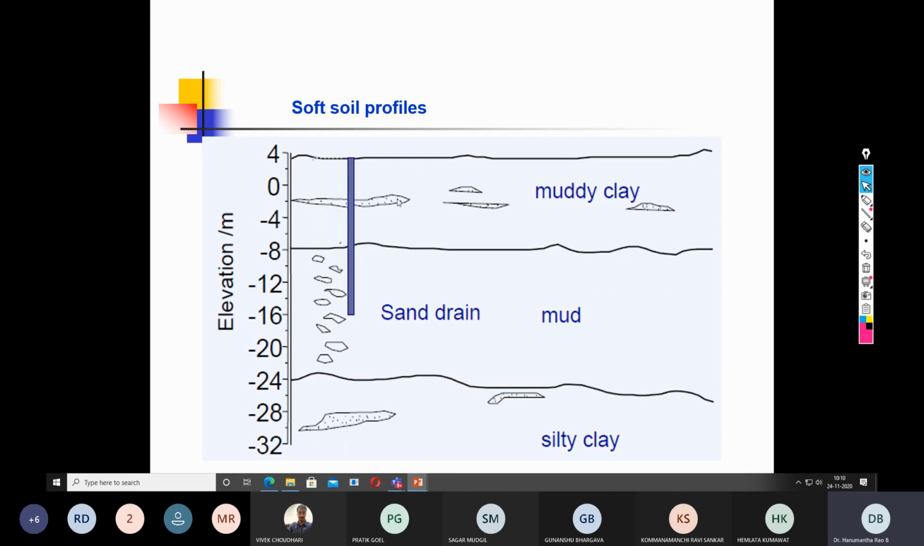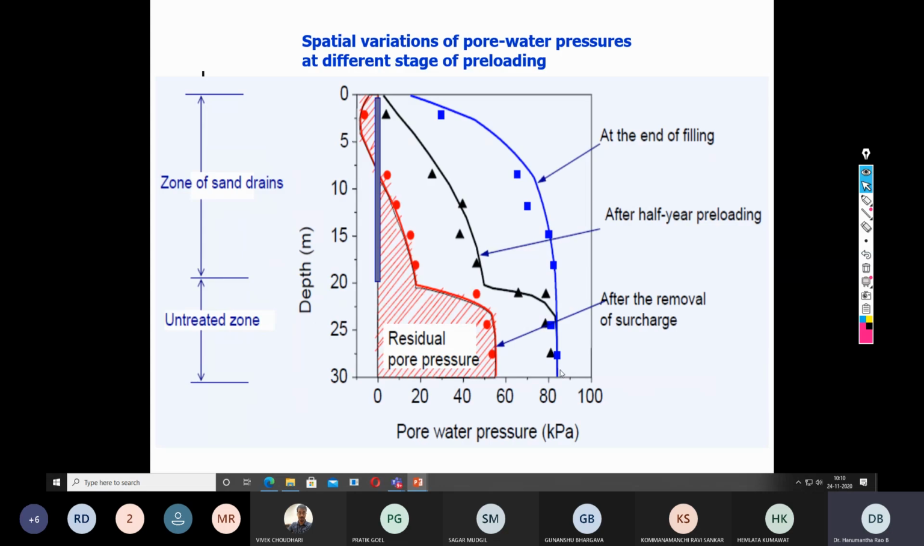So this is a typical soft soil profile where the ground improvement was done by the sand drain. This is the elevation below the ground, and this is the soil profile. There is a muddy clay, there is a mud, and there is a silty clay. So all are soft soils, and on this soil the sand drain technology has been implemented. And the same thing is monitored in the form of settlement and in the form of pore water pressure. You can see this is the measurement of the pore water pressure. This is the sand drain.